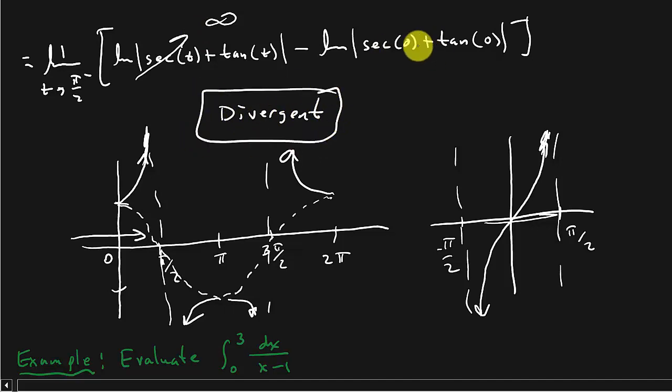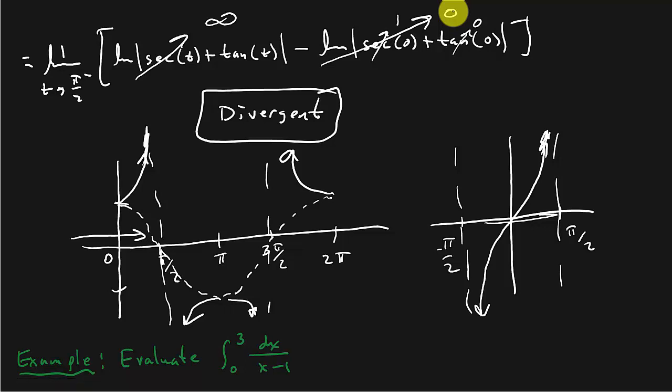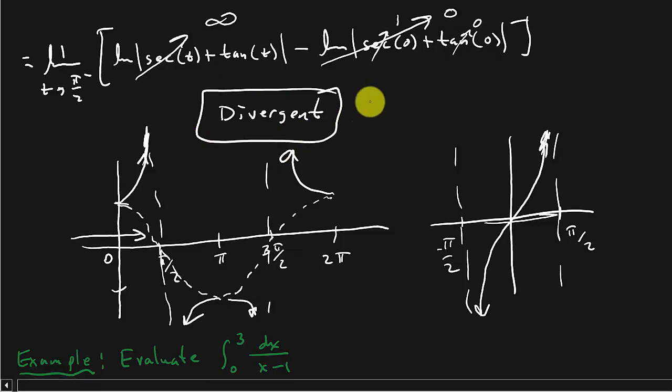But let's go ahead and do this. What's the secant of 0? That's 1, and tangent of 0 is 0. So the natural log of 1 plus 0, or the natural log of 1, this whole term goes to 0. Just to show you that. But yeah, this one diverges. Let's write diverges.